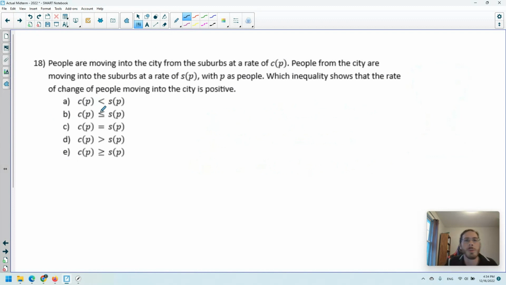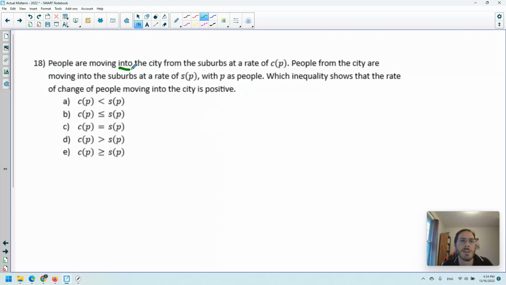All right, for 18, people moving into the city from the suburbs at a rate of C of P. People from the city are moving into the suburbs at a rate of S of P, with P as people. Which inequality shows the rate of change of people moving into the city is positive?